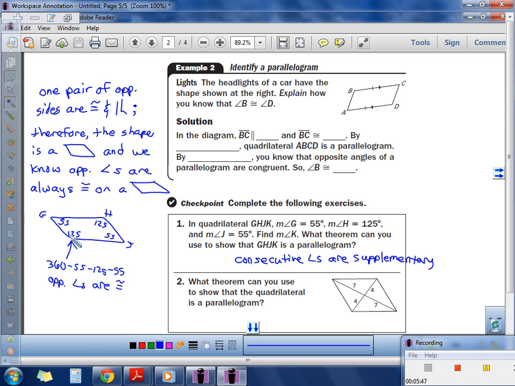Number 2, it says, what theorem can you use to show the quadrilateral is a parallelogram? Remember, I don't want to see a theorem number. I want that property stated. So what property is being shown there? Not exactly. Not midpoints bisect each other. What was that phrase? Diagonals bisect each other. So write that in: diagonals bisect each other.